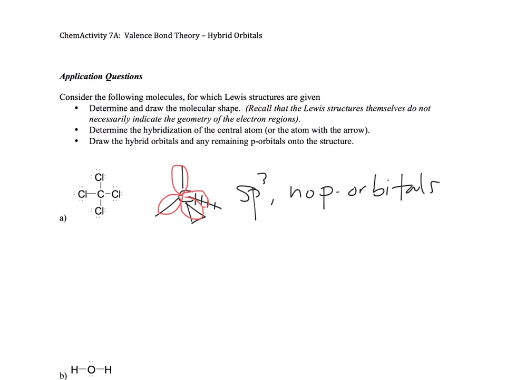Now, what does this tell us about the carbon? This tells us that this carbon has 4 hybrid orbitals, and those hybrid orbitals can either form bonds or they can contain lone pairs. And in this particular case, we can see that they are going to form 4 bonds, one with each chlorine. And we can recognize that the 4 valence electrons of carbon, we will put one electron in each hybrid orbital.